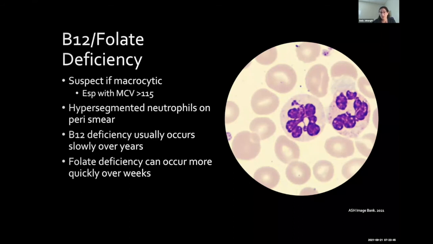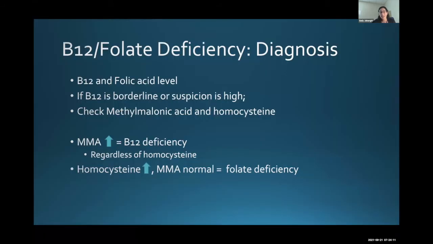The next anemia we'll talk about is B12 and folate deficiencies. These are some of those classically macrocytic deficiencies. And I have a picture here of hypersegmented neutrophils, so that if you're getting a board question, it tends to be this picture here for a macrocytic anemia caused by either B12 or folate deficiency. B12 deficiency can occur slowly over years. Folate can be a little bit quicker as far as that chronicity of anemias.